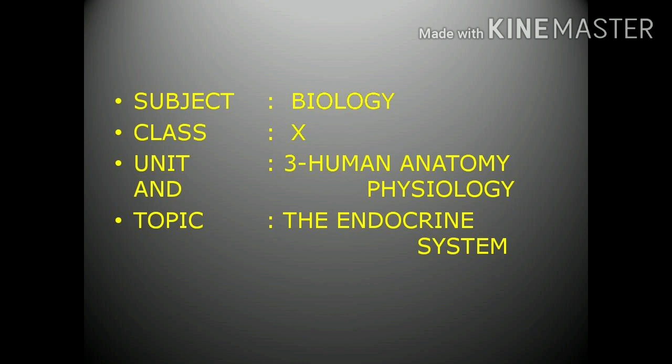Endocrine glands are the glands that secrete the hormones and directly pour them into the bloodstream. Here in our body many endocrine glands are there. Today we are going to study about the endocrine glands. There are 7 endocrine glands, and in that we are going to study about only 4 endocrine glands.